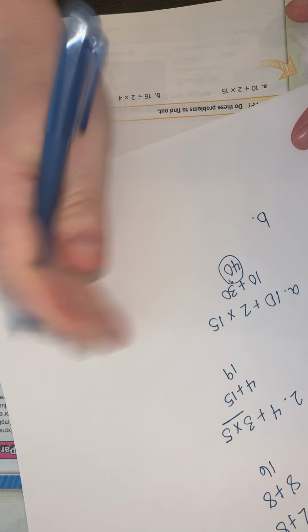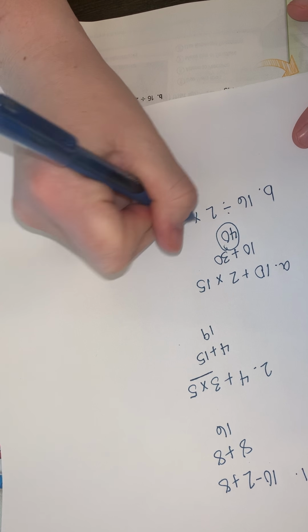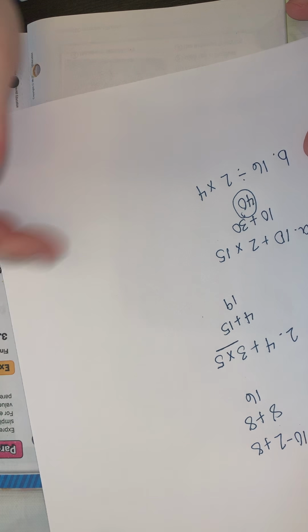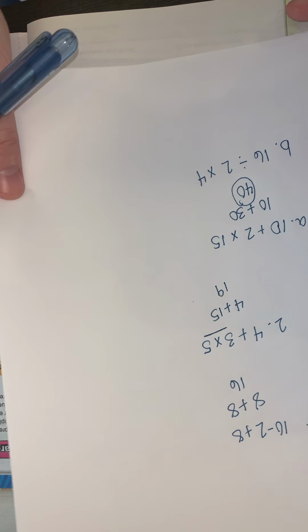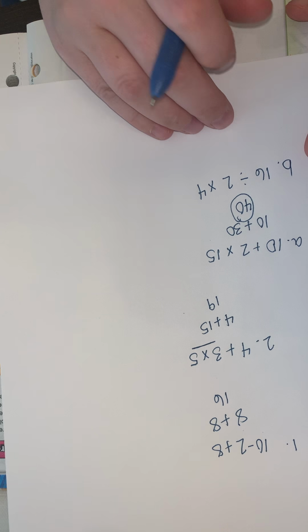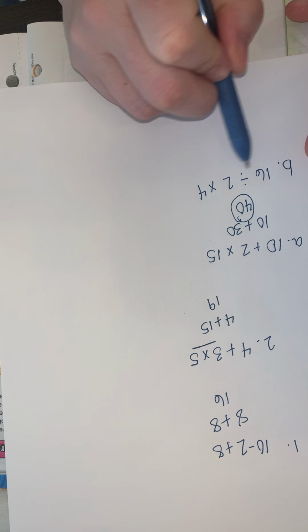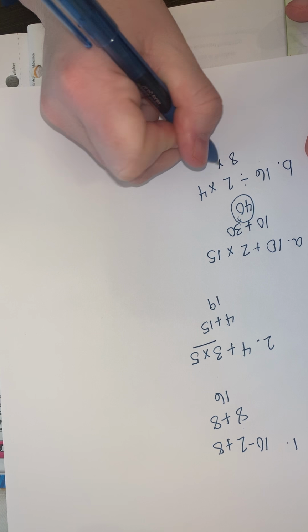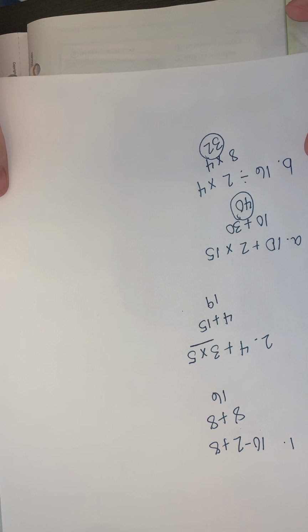On example B, we have 16 divided by 2 times 4. Okay, so remember what I said about multiplication and division in the order that it falls. So no, we are not starting with multiplication. We're starting with division. Multiplication and division in the order it falls. I'm going to keep saying it because you have to remember that. So we're going to do 16 divided by 2, which is 8, times 4, which is 32, which is my answer.